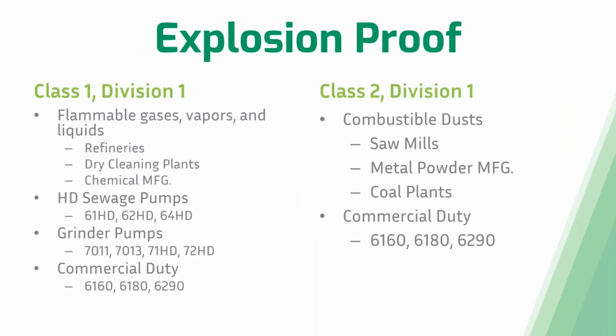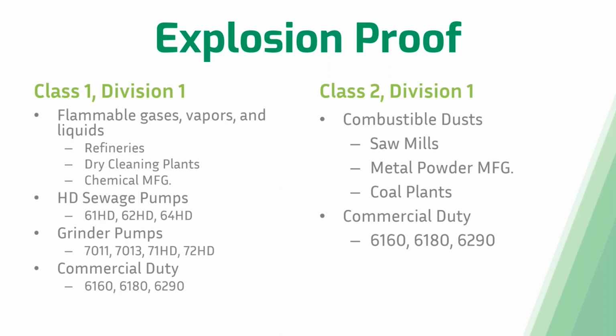So let's talk about the two different classes that our explosion-proof pumps are rated for. So Class 1 Division 1 means that there are going to be flammable gases, vapors, and liquids inside of that hazardous environment. Typically, you're going to see this designation for refineries, dry cleaning plants, chemical manufacturers, and any other manufacturing plant that's similar to these. Now, our heavy-duty sewage pumps like the 61, 62, and 64 HD, as well as our grinder pumps, the 7011, 7013, 71, and 72 HD, fall under this Class 1 Division 1 rating.